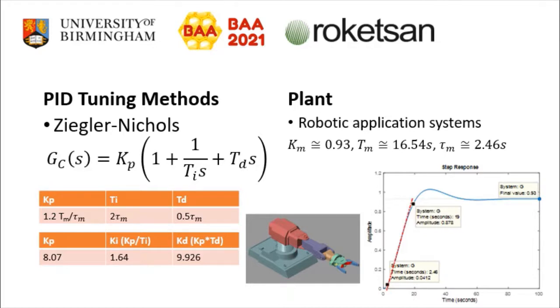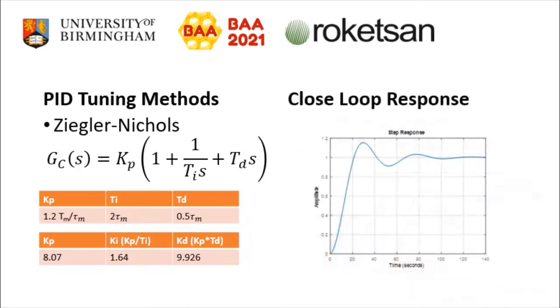Generally, Km is used in other Ziegler-Nichols related methods. Therefore, if we calculate Kp as 1.2 times Tm over tau m, Ti as 2 times tau m, and Td as half of tau m, we get these PID parameter values, which result in such a behavior. You can notice that there is an overshoot of nearly 15%, and it settles in approximately 100 seconds.